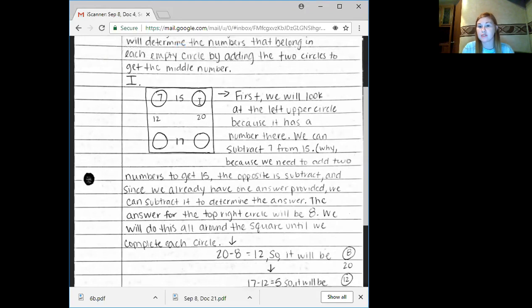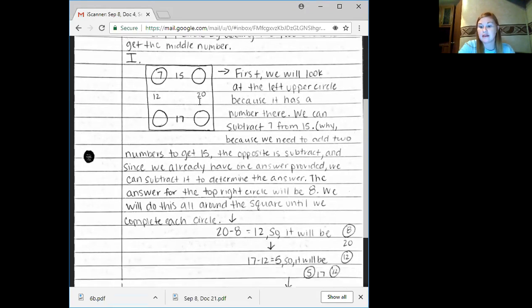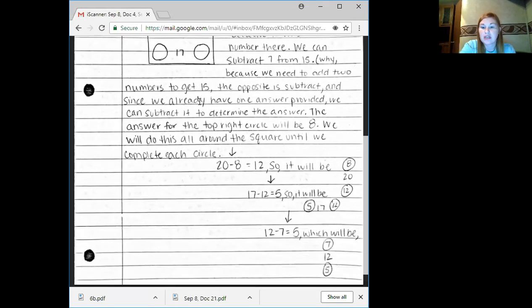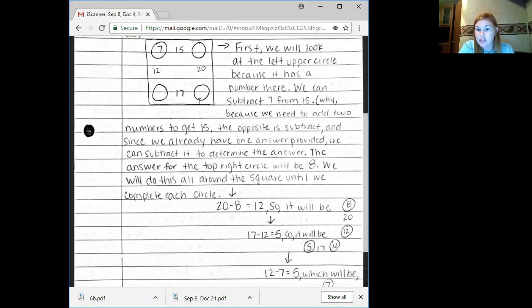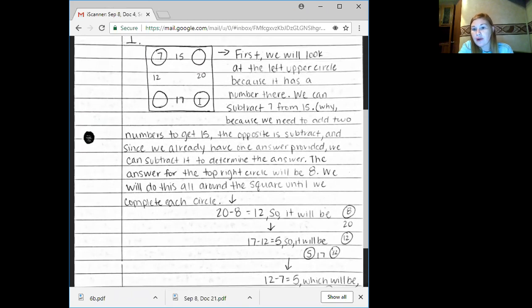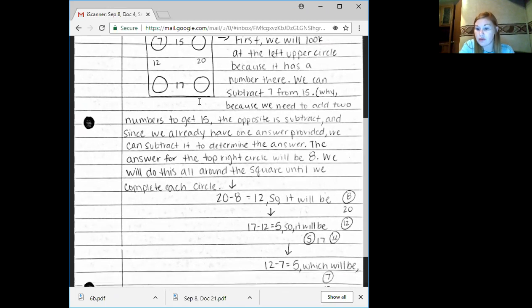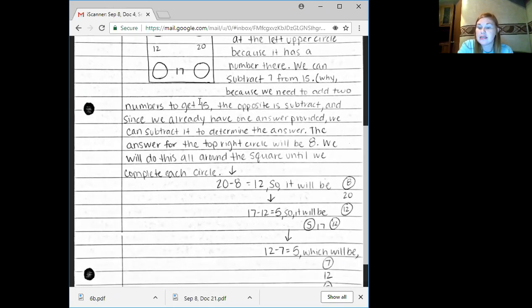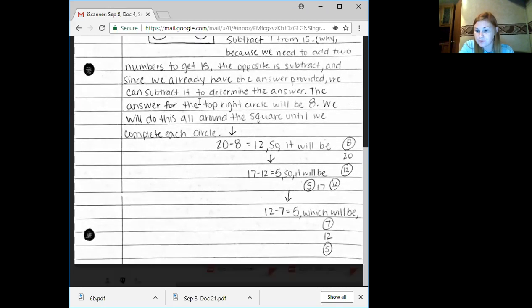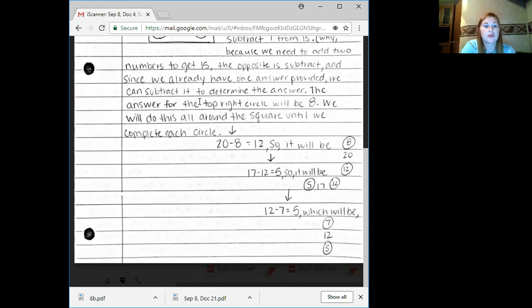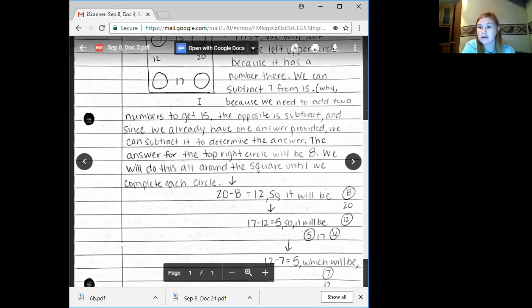We already have 7, we subtracted from 15, and then with this we're going to come up with the answer for the right square. So it's going to be 8 for the top right circle, because 8 and 7 is 15. So then we're going to do this all around the square until we complete it. So 20 minus 8 would be 12. And then the 17 minus 12 would be 5. So that would fill out all of our circles for us. And then we're going to look at the second example here.